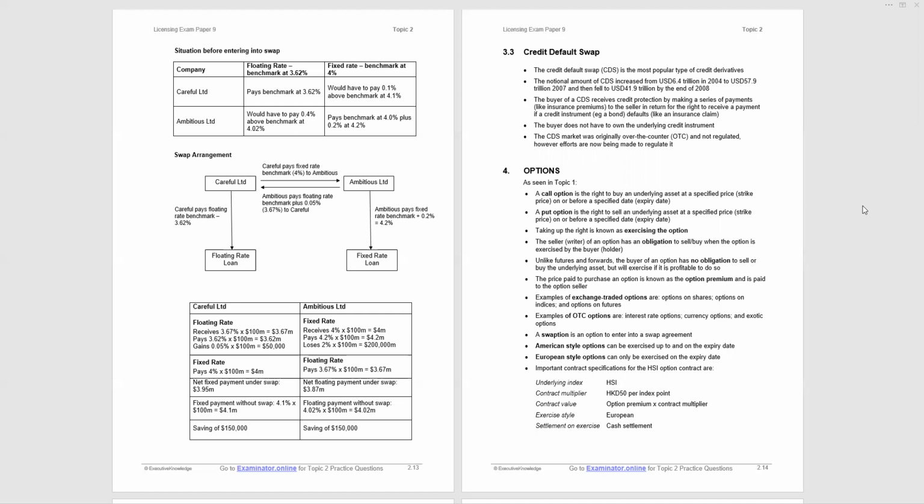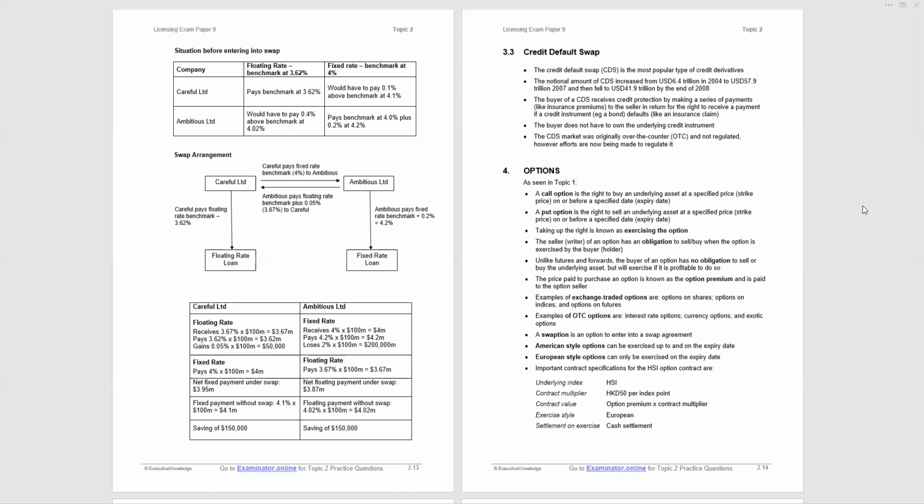Now that table showing you the saving of 150,000 in each case is, I think, way beyond what you will be asked to do in the exam. That's just giving you the full picture. But I would be very much aware of the swap arrangement diagram. I would be able in the exam to take the information given with regard to an interest rate swap and put it into that diagram. So I'll have my scrap piece of paper, I see the swap question, I put the numbers down in the diagram, and then I answer accordingly.